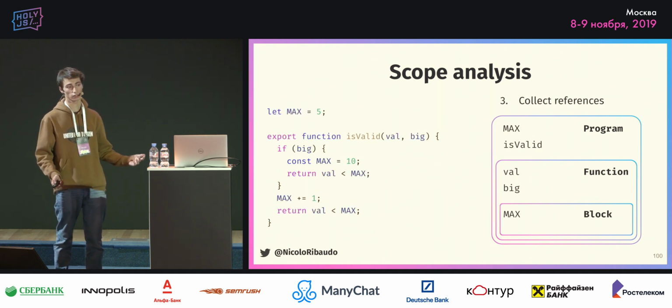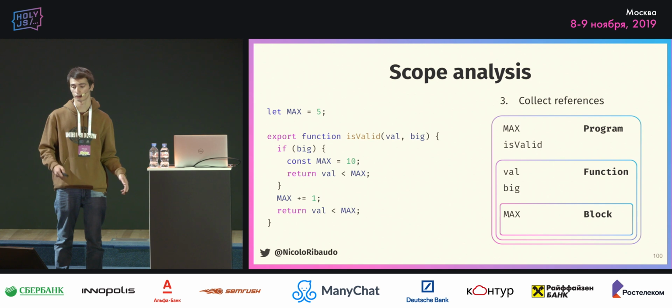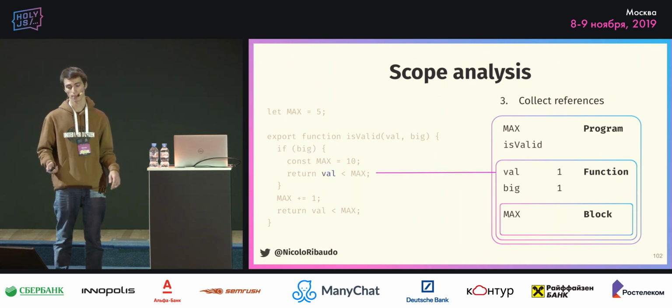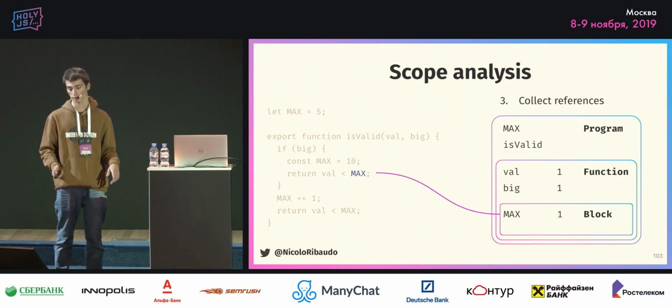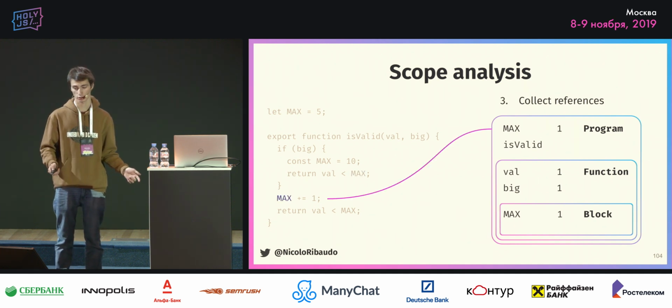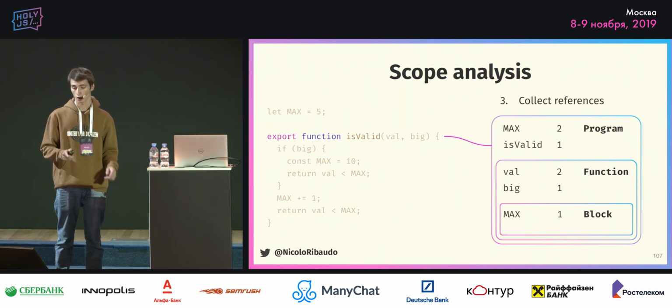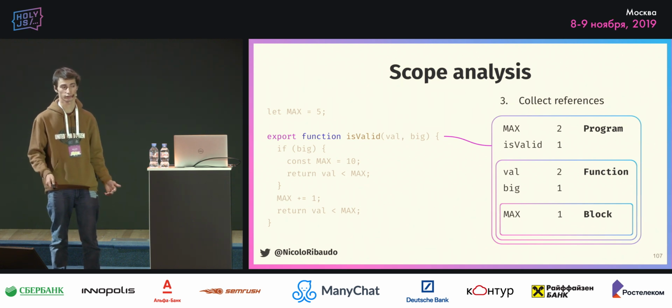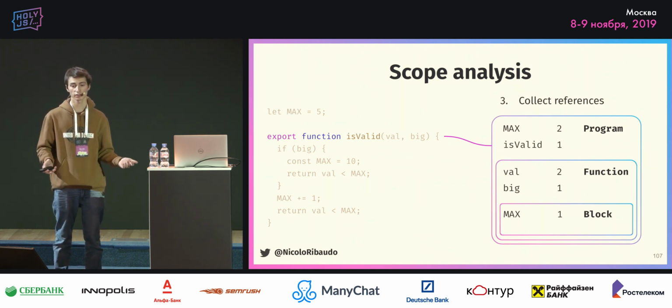Lastly, it collects all the usages of the different variables. So here we have big, which references the big in the function scope. Then we are using val and max. Note that here Babel knows that max is the one declared in the block scope and not in the program scope, while here max is the one in the program scope, and so on. Also, isValid counts as used even if you are not calling the function, but it's because we are exporting it, so some other file might be using it.